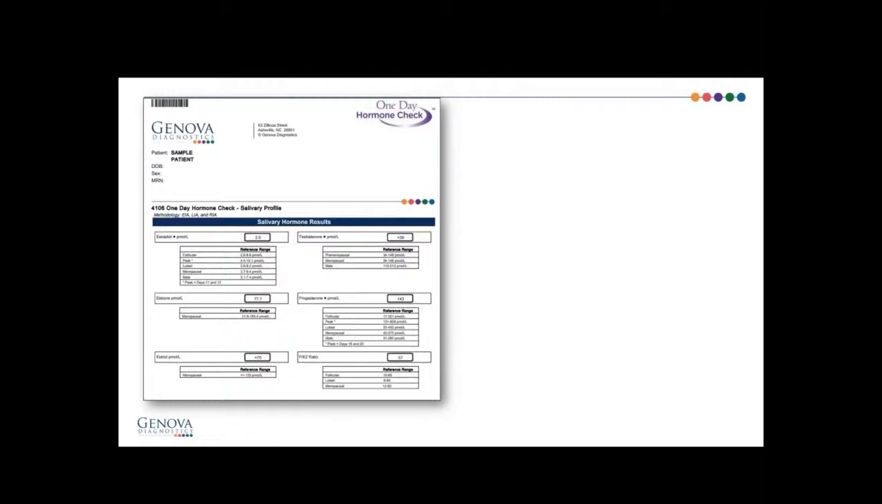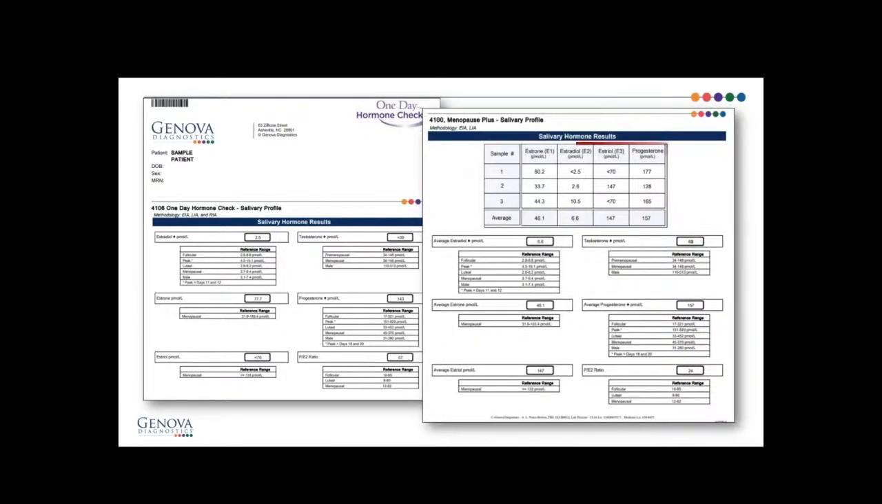Now, you also have the option of a one-day hormone check, where instead of an average over 3 days for estradiol, estrone, estriol, as well as progesterone, you just have that 1 day. Whereas in the Menopause Plus, the advantage is that you have it over three different days. So you're measuring the estrone three different days and an average, three different days and an average. That gives you a wider net because there can be fluctuations.